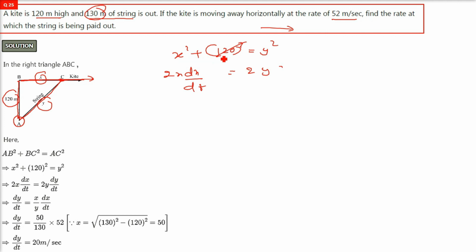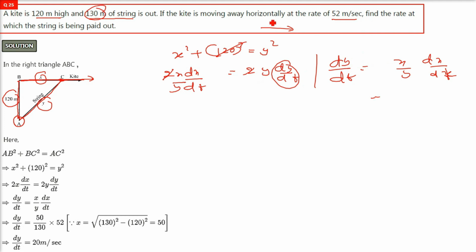2x dx by dt, 120 will be 0, equals 2y dy by dt. Now you can just cancel this 2, and there is a relationship between x, y, dx by dt and dy by dt. So we need to find out dy by dt, as I suggested, the rate at which the string is being paid out. So dy by dt is x by y times dx by dt. So there are certain values which are known to us. Alright. So we need one more value here. That is, y is 130 here. It is already given. 130 meter string out. Dx by dt, which is the rate, is also given 52 meter per second.